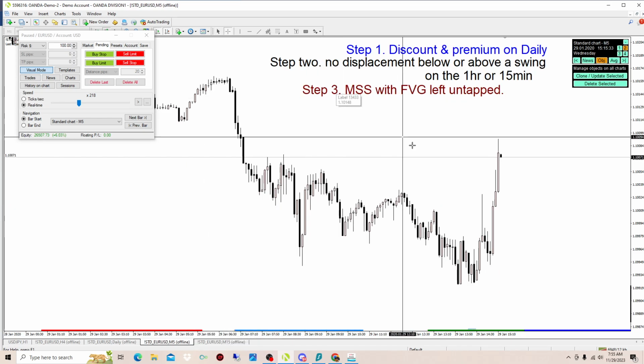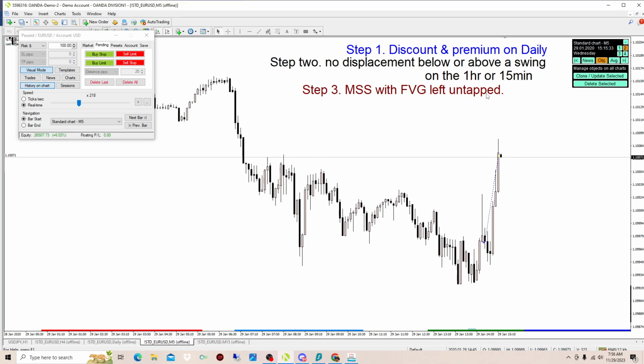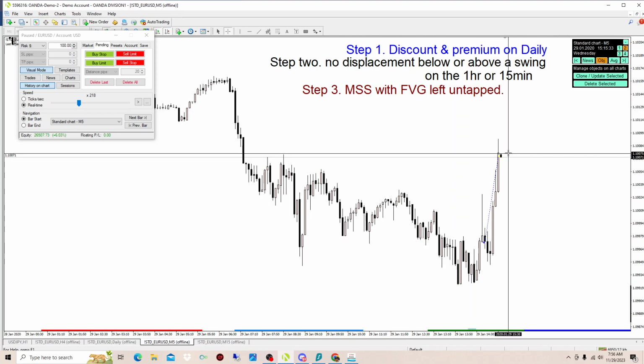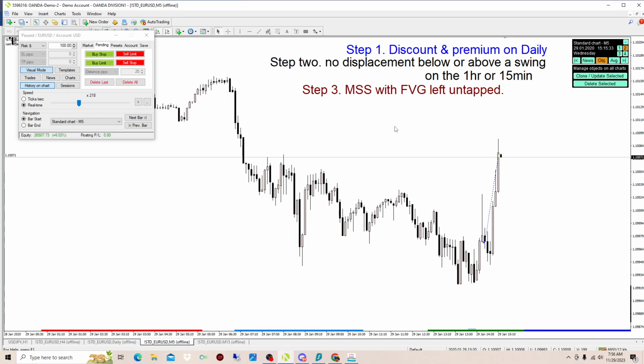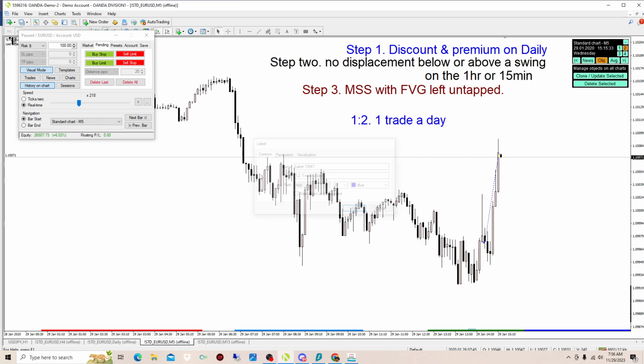And then step 3 is a market structure shift. Market structure shift with a fair value gap left untapped. So here we have that fair value gap, market structure shift. We come in and we do a 1 to 2. 1 to 2 preferred. And I like to do 1 trade a day.